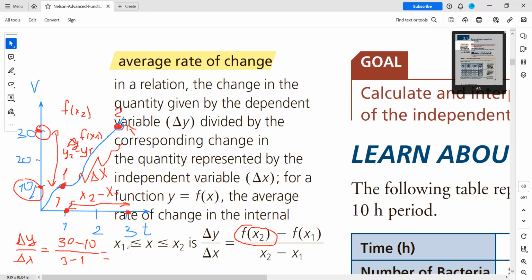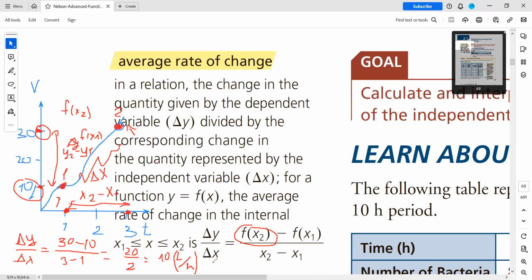Now I get ratio of 20 liters within 2 hours. So I can say that my average rate of change within these 2 hours was 10 liters per hour. So my rate of change is expressed as liters per hour. Do you see the relation here? Kilometers per hour, liters per hour, something changing with respect to the independent variable. You can express any other quantity using this.